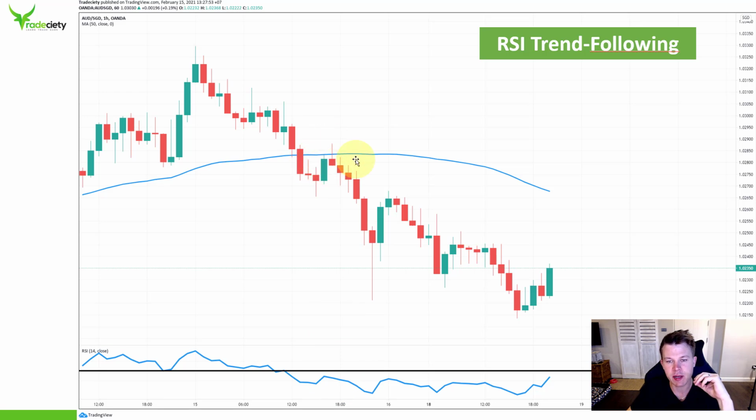You don't want to see pullbacks when the RSI is above 50, because it would mean that there's a lot of bullish pressure behind the move. But you can see during this downtrend, the market and the RSI never moved above 50, not even close.